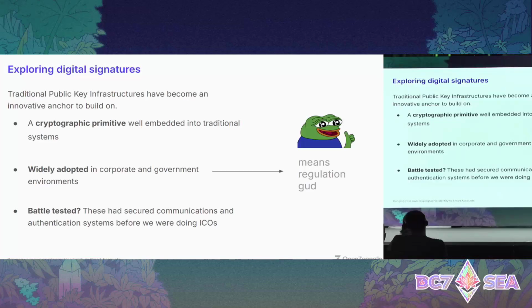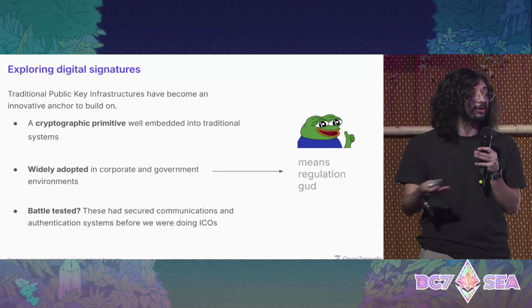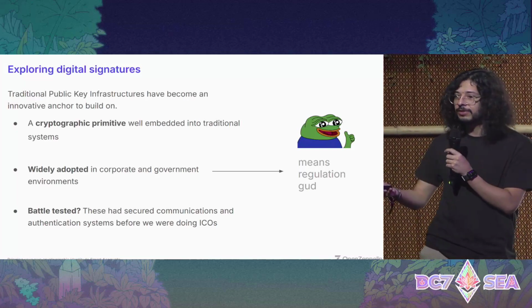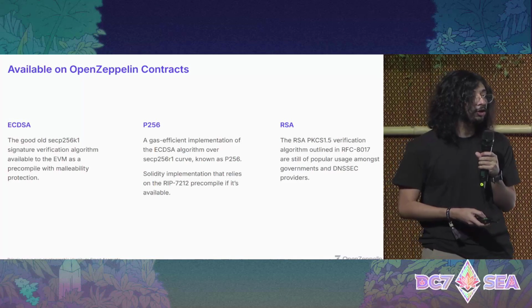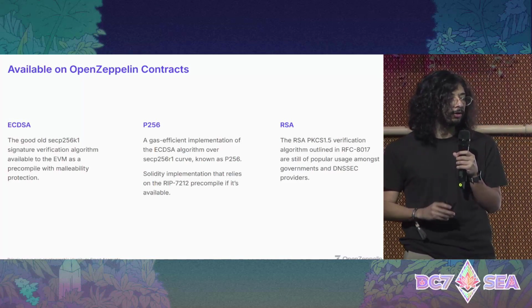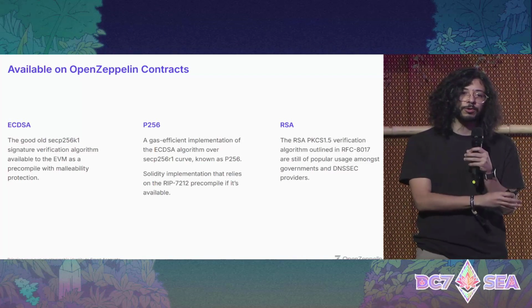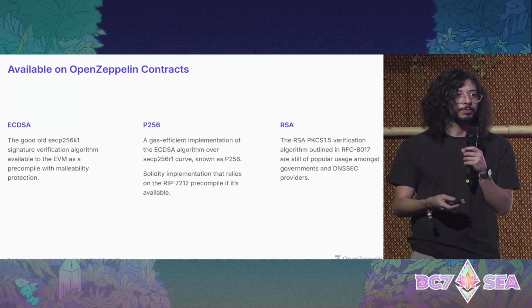Particularly with this, the wide adoption of some digital signature schemes regularly means that it's good for regulation, right? There is some sort of regulation around traditional finance using access control mechanisms, so we can also leverage that for real use cases. Right now in OpenZeppelin Contracts for signatures, we already have three different signature algorithms available. The first one is the good old ECDSA, the one that is controlled by an EOA. This has been there for a couple of years.